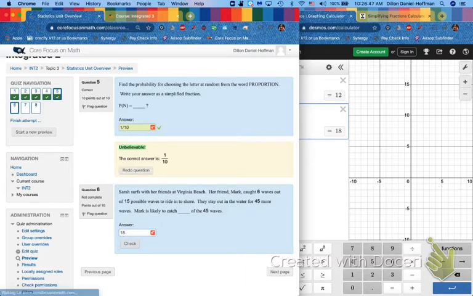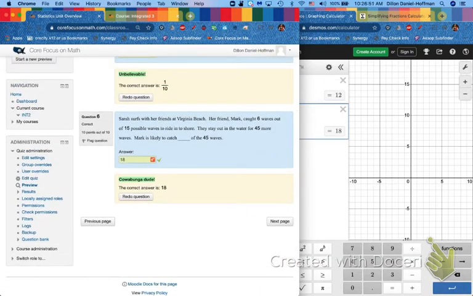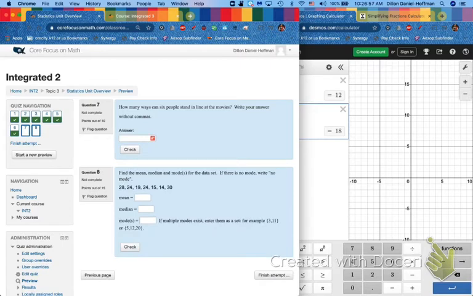Okay. 6 down. 2 to go. Cowabunga, dude. That's a surfing like Ninja Turtles pun. What the shell. Really appreciate that one. Oh, one of my favorite problems. How many ways can 6 people stand in line at the movies?